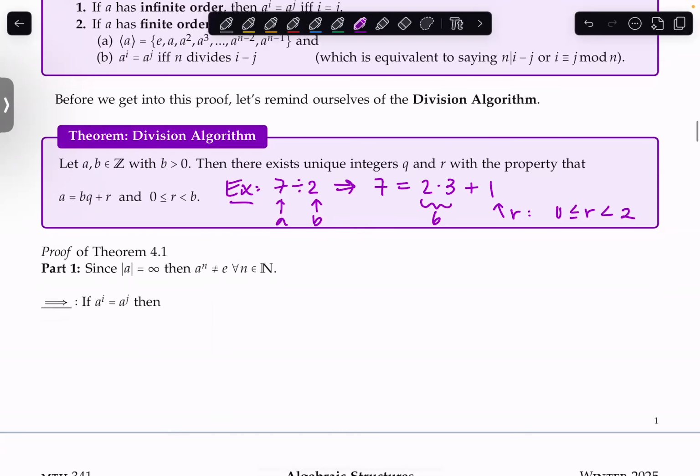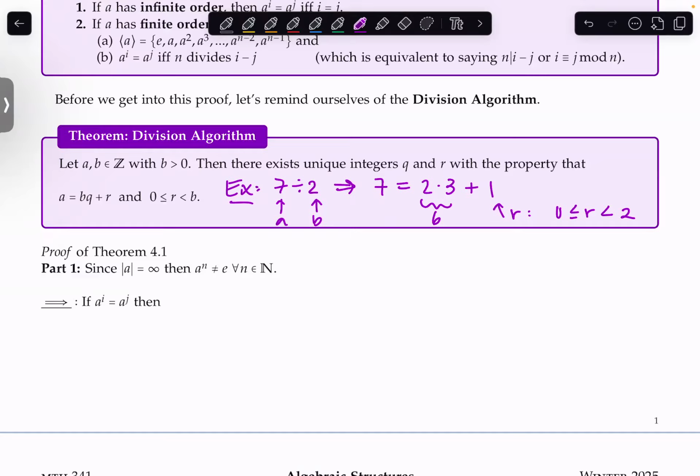Okay, so we'll do the first part where the order of our element is infinite. And our goal is going to be to show that every power of a, where the powers are distinct, gives us back a different element. There's no way that these are going to be equal unless the powers themselves are exactly the same.